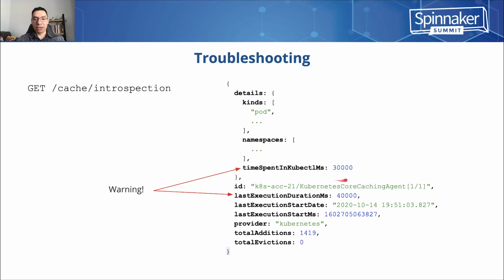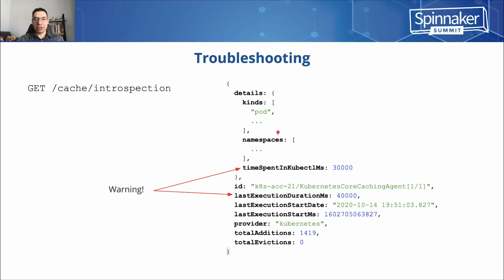Then if we see that the time spent in kubectl is reasonable, we can check the last execution duration. In this example, it took 40 seconds, so 10 more seconds than the kubectl. And we can also think about increasing the resources of this instance of CloudDriver if we see that it's taking a long time in executing the full caching cycle.